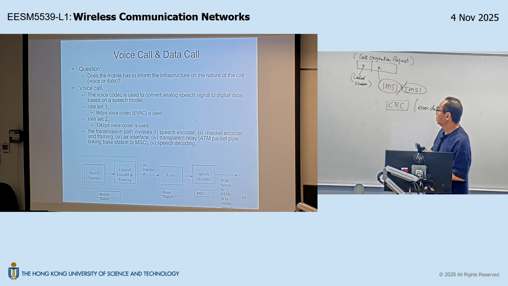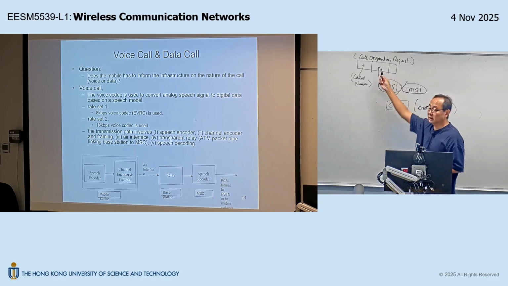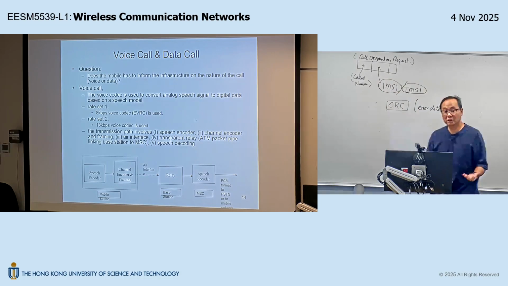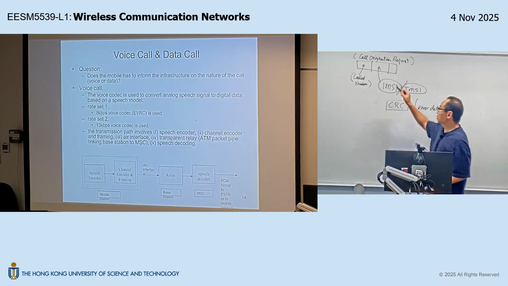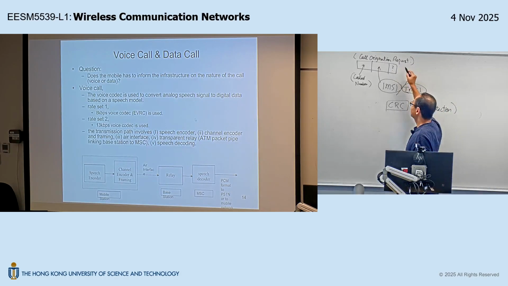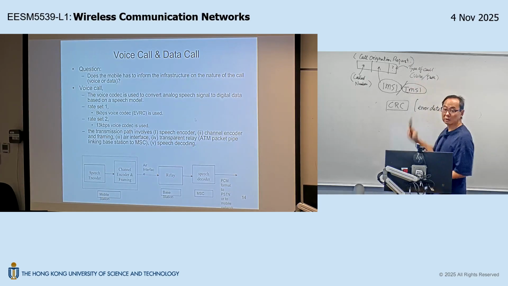Now, one final question we want to discuss is about the same question. In designing the call origination message, we know we need to have a coded number. We also need to identify who you are, so that the base station, the infrastructure, will know what to do with your call request. So the third question, the other thing, is do we need to indicate the type of call, that is voice or data call, in the call request message?